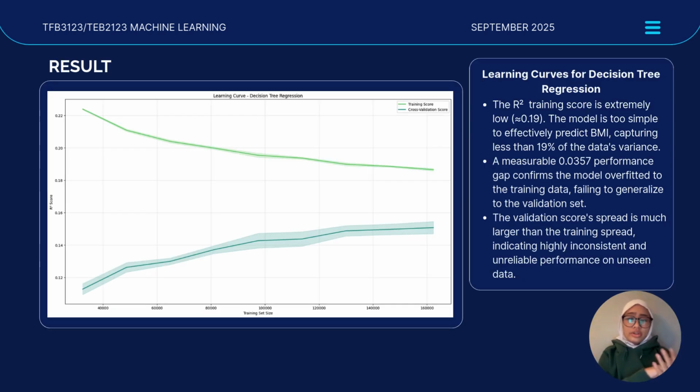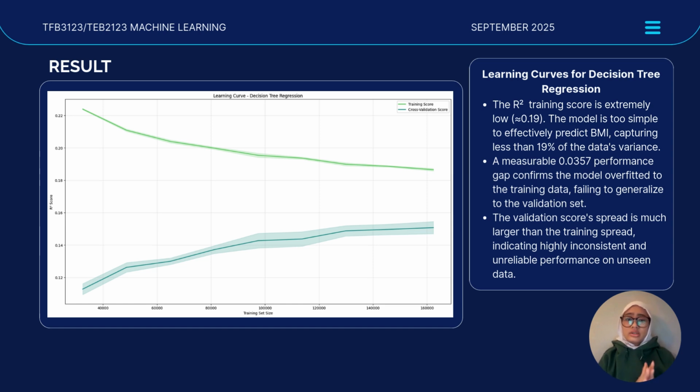Moving on to the learning curve of the decision tree regression, there is severe underfitting or high bias in the model. The R-square training score is extremely low, at about 0.19, and the model is too simple to effectively predict BMI, capturing less than 19% of the data's variance.